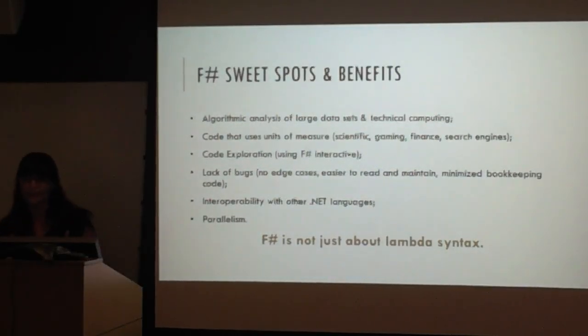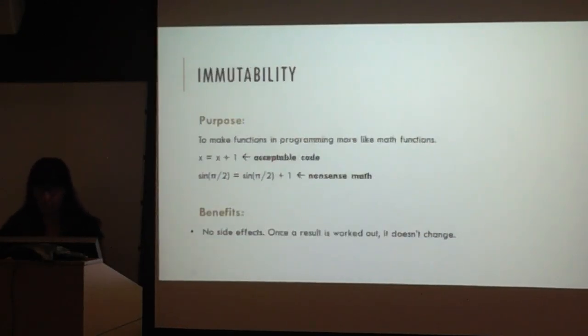So I tailored this to people who've almost not even seen F-Sharp at all. And one of the big things that scares a lot of people coming into functional programming is immutability. This means that everything that we would call a normal variable in object-oriented programming is not. It's basically a constant. It's immutable. One of the reasons is to make functions in programming more like math functions.